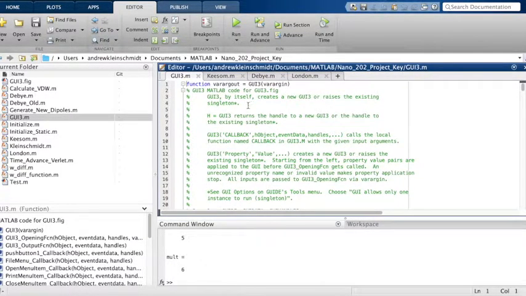So let's look at the main function, the one that you won't have to code anything for. This is just the actual function that you run, and that's called GUI3. That stands for Graphical User Interface, and then it's the third one that I coded. All right. So what we're going to do whenever we want to actually run our program is go to GUI3, open that up, and just hit run.